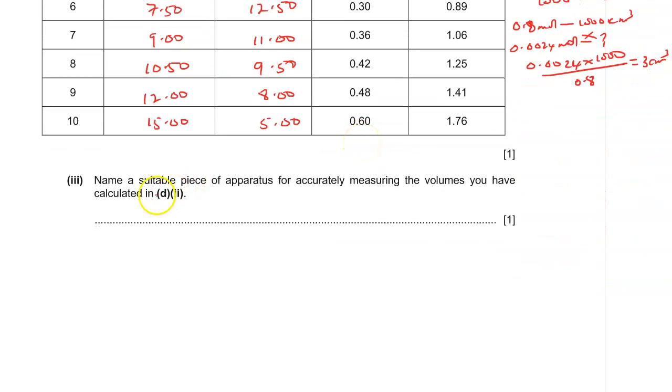Part 3. Name a suitable piece of apparatus for accurate measuring the volumes you have calculated. Suitable apparatus is a burette. I'll go for burette. We have, of course, measuring cylinder. We also have a pipette, but the most suitable here is burette, because burette will give you volume to 2 decimal places.